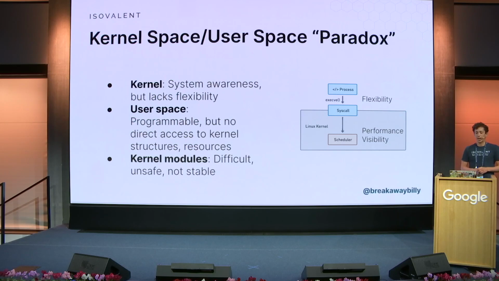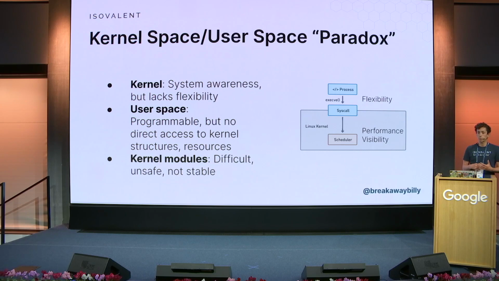So the first thing that we have is in the traditional Linux kernel, we kind of have this kernel space, user space paradox, where the kernel has complete system awareness in terms of performance, visibility. Everything has to go to the kernel to actually access the hardware. But it doesn't really have the flexibility that's needed. And most applications right now are written in user space because we have that flexibility. It's much more programmable, but it kind of gives up that access to different kernel structures and resources.